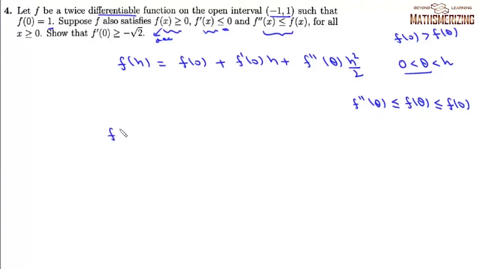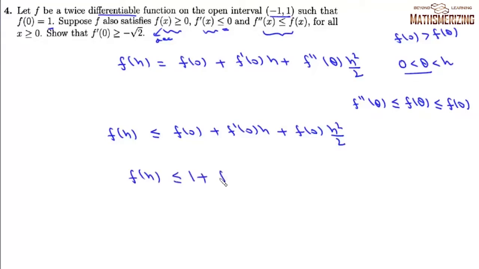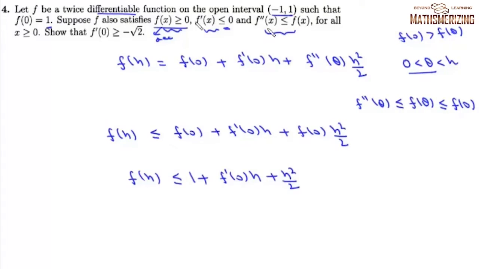f(0). f(h) will be less than or equal to f(0) plus f'(0)h plus f''(0)h² by 2. Now f(0) is 1. So we can write f(h) is less than or equal to 1 plus f'(0)h plus h² upon 2. Now we know that f''(x) is less than or equal to f(x). So we can say this f(h) will be greater than or equal to f''(h).